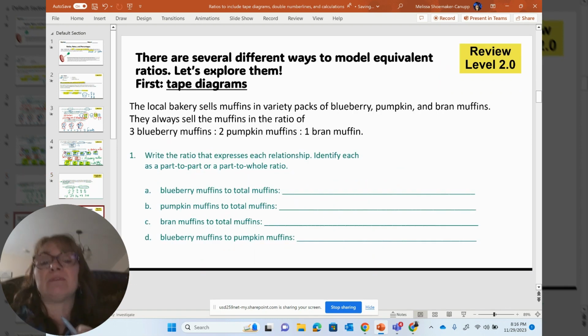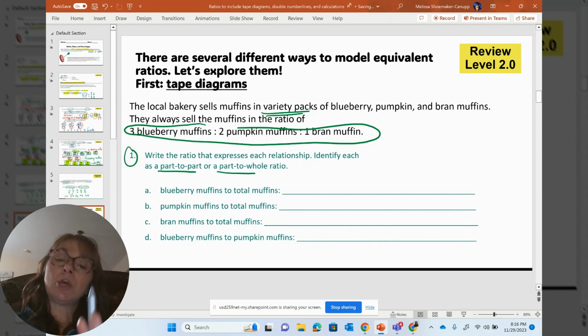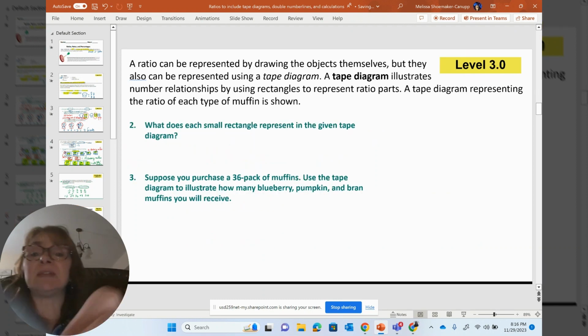This next part, before I show you tape diagrams, this part you can do on your own. This is what we've been doing. Write the ratio that expresses each relationship. Identify part to part or part to whole. Now, how do I know how many blueberry muffins? It's right here. We're still talking about muffins. We've got a variety pack that has 3 blueberry, 2 pumpkin, and 1 bran. So pause the video. Show me this work when you're completed. I can go ahead and grade this and give you an ABC card. I'm going to keep moving and show you how the tape diagram works.